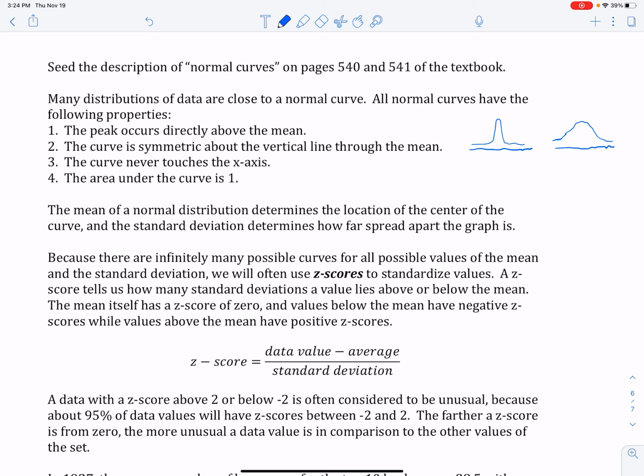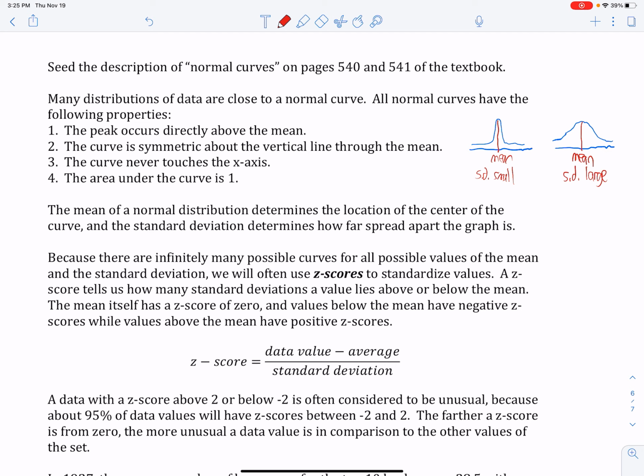Another thing that's important is that the standard deviation tells you how far spread apart the graph is. So if you have a small standard deviation in comparison with the mean, then you end up with a skinnier looking graph. If you have a standard deviation that is larger in comparison with the mean, then it's going to look a little bit more spread out.